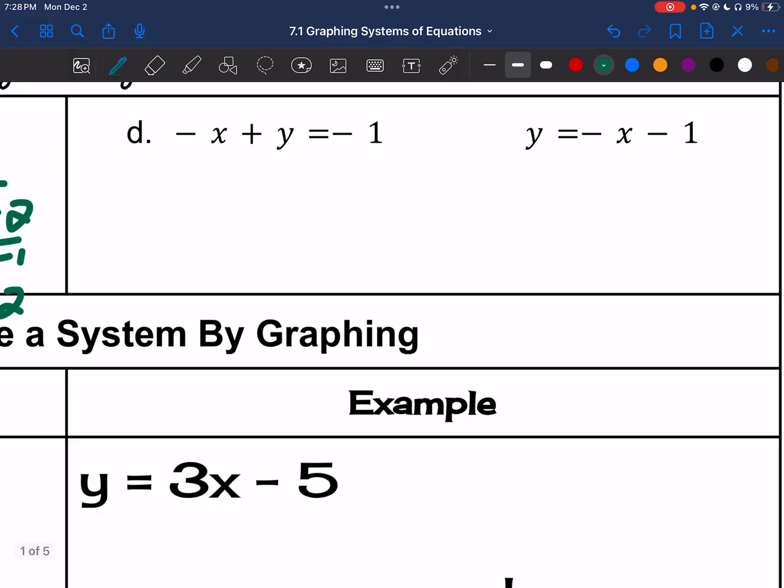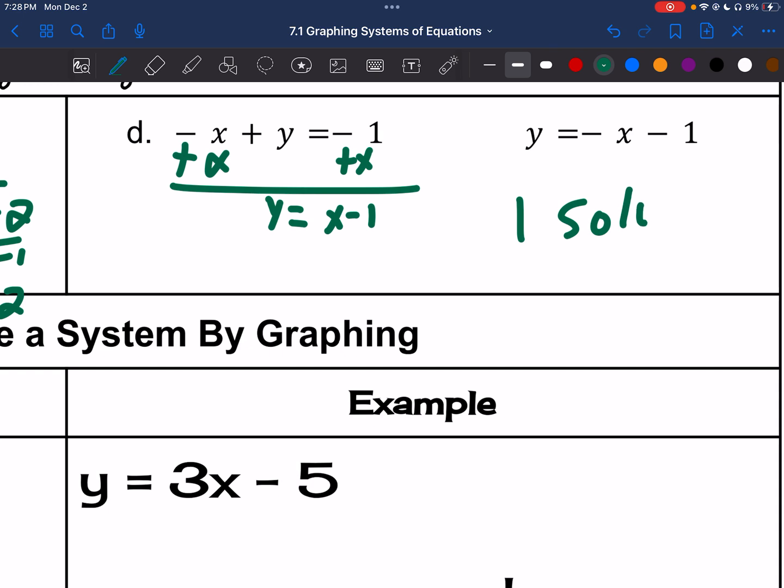All right, letter D, we're going to start. We're going to add x to both sides. And we get that y is equal to x minus 1. And we have y is equal to negative x minus 1. So this is also going to be one solution. So you have two different slopes, and that's all you need to know.